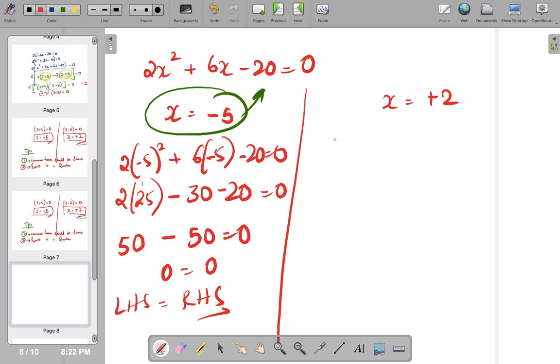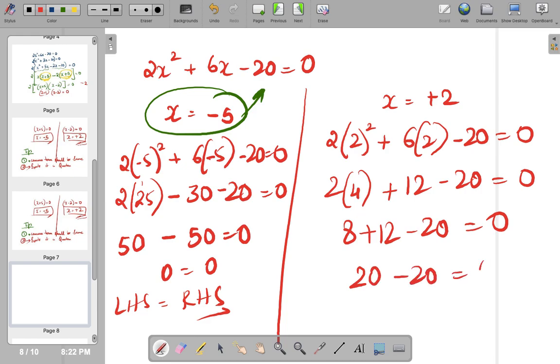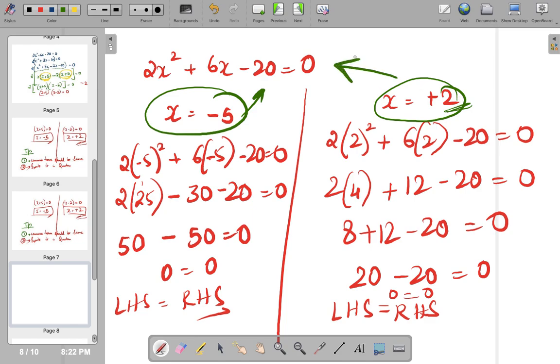Let's move to the next solution here. So 2 times 2 square plus 6 times 2 minus 20 equal to 0. 2 times 2 is 4, plus 6 times 2 is 12, minus 20 equal to 0. 8 plus 12 minus 20 equal to 0. So if you can see, it is 20 minus 20 equal to 0. So you got LHS, 0 equal to 0. So LHS equal to RHS. So definitely now, whatever the solution I found out here is the correct or exact solution for the equation.